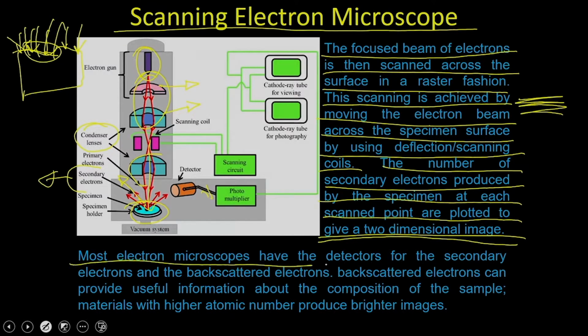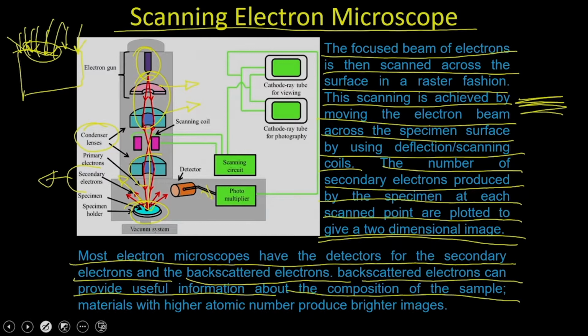Most electron microscopes have detectors for the secondary electrons and the backscattered electrons. The backscattered electrons can provide useful information about the composition of the sample. Material with a higher atomic number produces a brighter image.